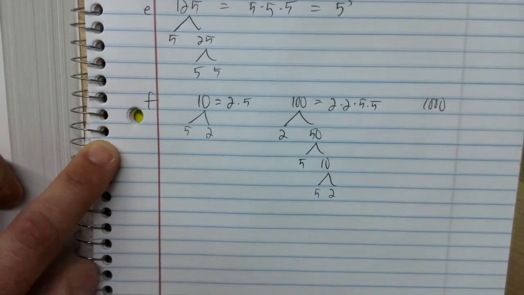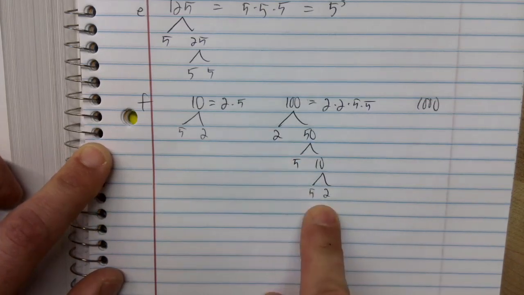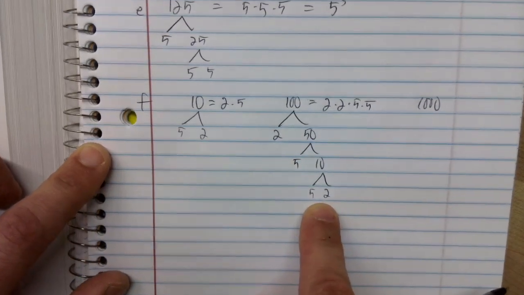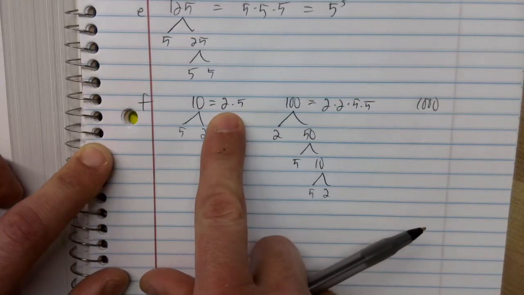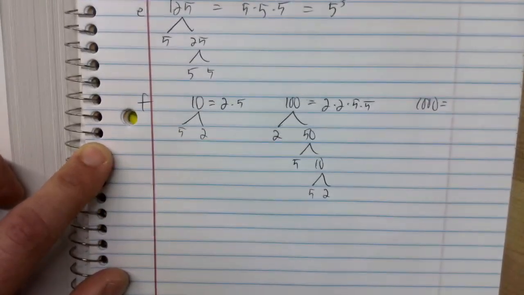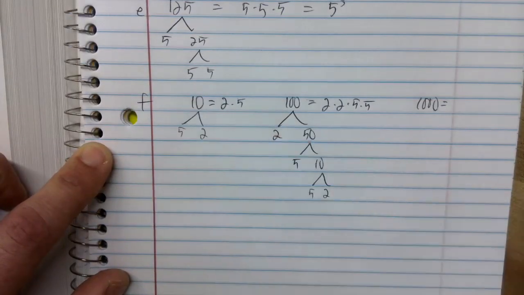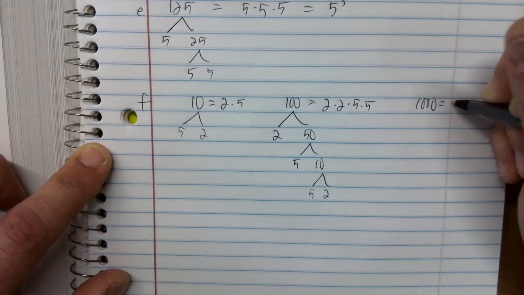Stop. Don't blurt anything out. All I did was copy over what's at the bottom of my factor tree. So you should be able to see a pattern showing up here. So what do we hypothesize? That means guess, based on what we see here, for 1,000.